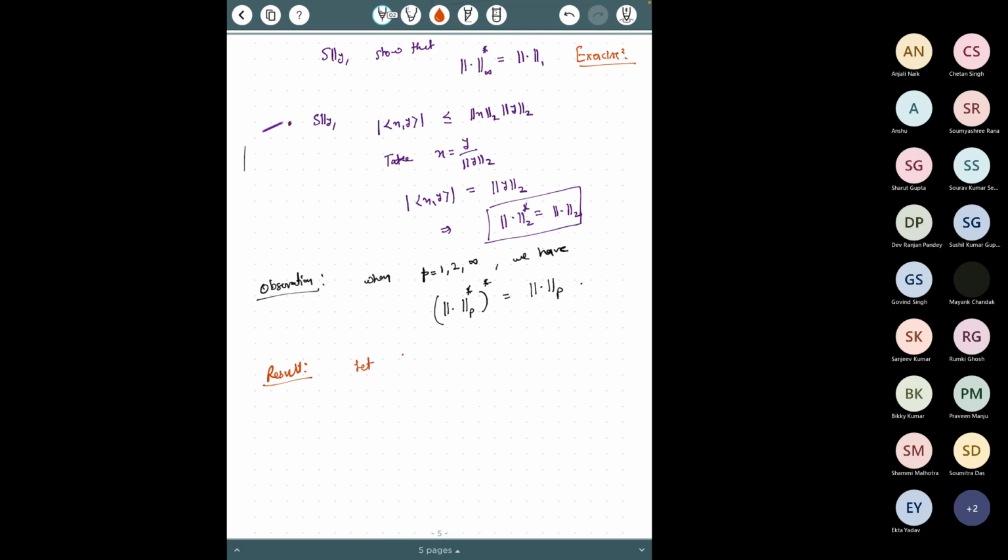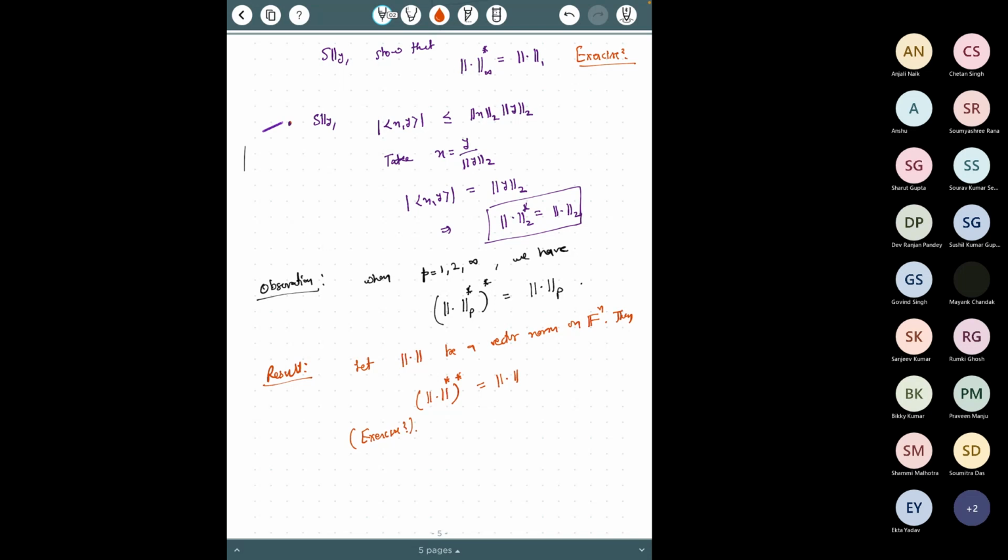So if you take any vector norm on Fn, then its double dual is the norm itself. Okay, so you can take this as an exercise.